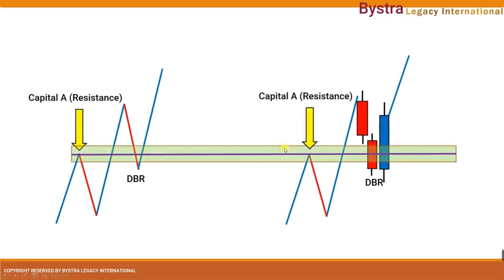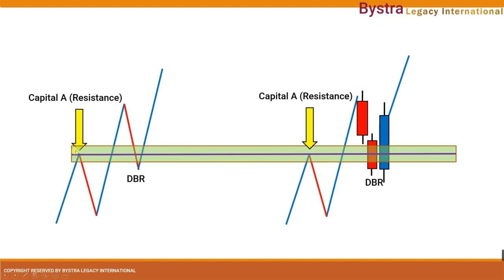Next, we mark the zone. Like I said earlier, we just mark it so that it is easy to identify. There is no specification for how you want to mark the zone. In this case, I'm just going to mark a zone so that it's easy for me to identify when the price comes into this area. So the next thing, what should we do?